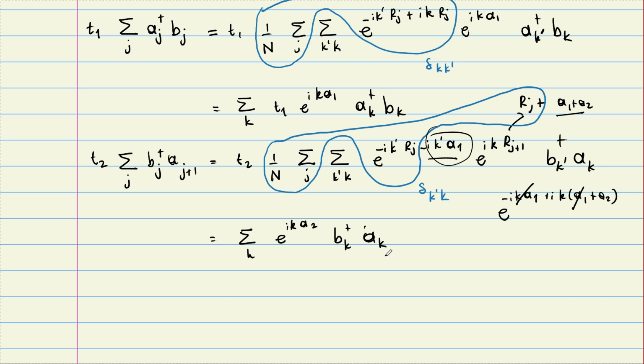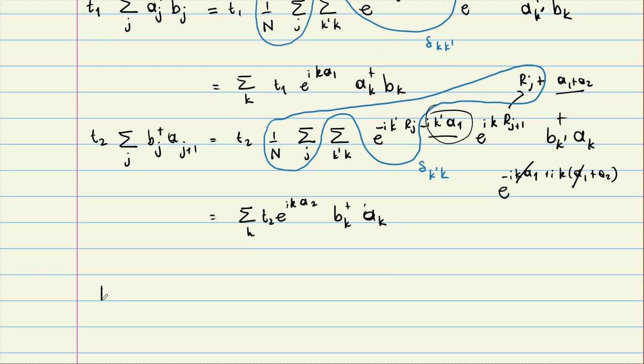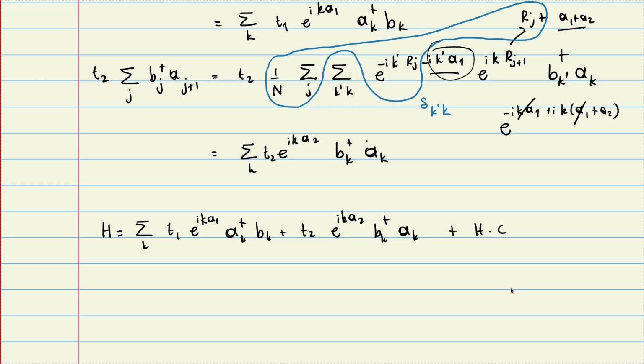So here is T2, and we are almost done. H is then the sum over all k. So let me write this: T1 e to the i k a1 ak dagger bk plus T2 e to the i k a2 bk dagger ak plus Hermitian conjugate.